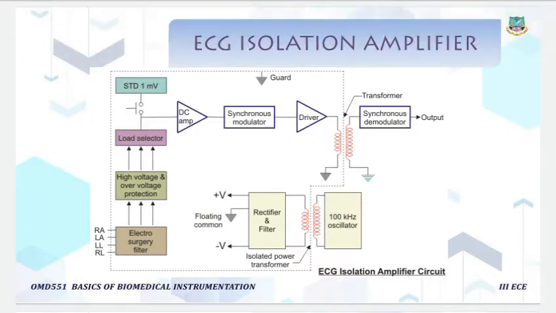Then this output of the LED selector is applied to the DC amplifier. Here this is the DC amplifier. This DC amplifier receives a standard DC voltage of 1 millivolt. So this is a push button, which is mainly used for calibration purposes.